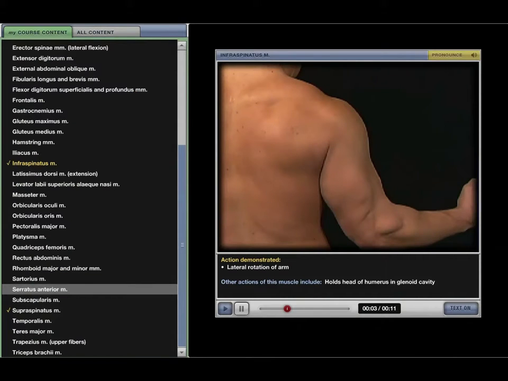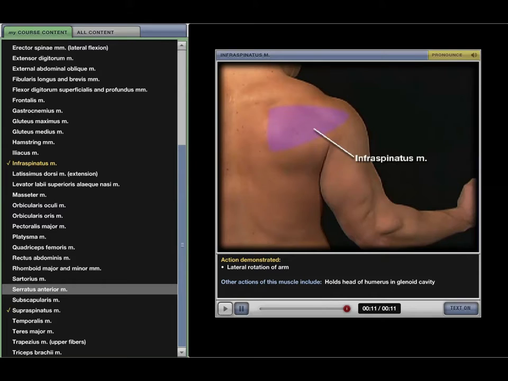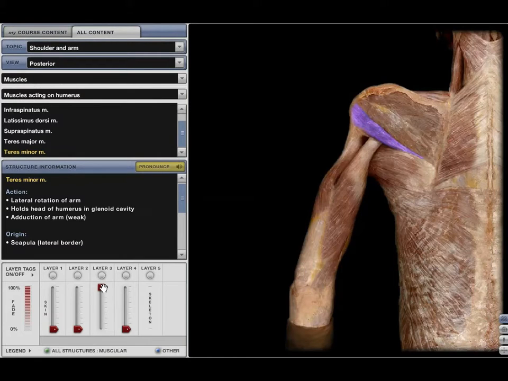So this video shows lateral rotation of the humerus. It's rotating the humerus as it moves laterally, and it's also called external rotation. And this is the action of the infraspinatus muscle. Back to the rotator cuff muscles. The most inferior of the rotator cuff muscles on the posterior side is the teres minor.